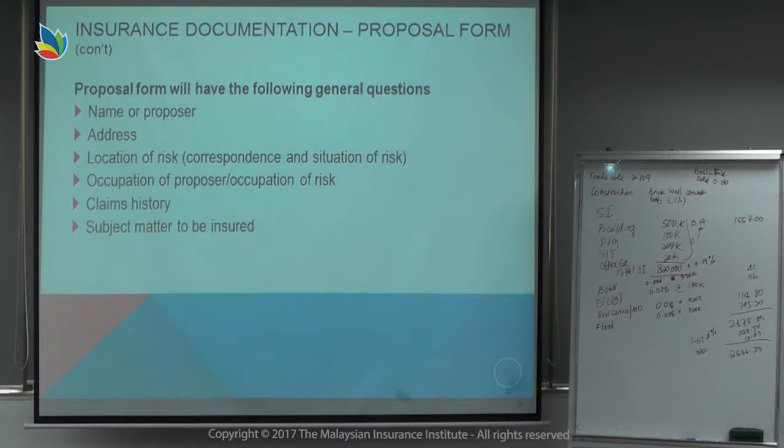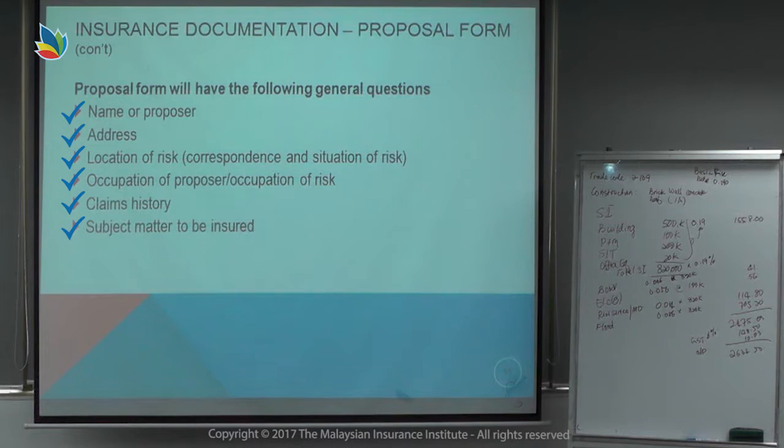In a proposal form, these are the common things that you will find. Number one, of course, we want to know who is the proposer, who is submitting the application. Number two, we want to know the address. If it is covering a property, where is the specific location, we want to know the location. We also want to know the occupation of the premises involved. Claim history and the subject matter. This information is typically for property insurance.